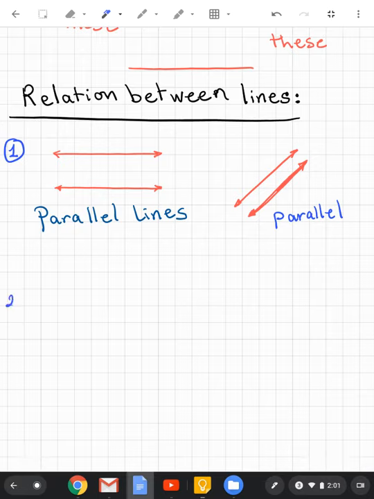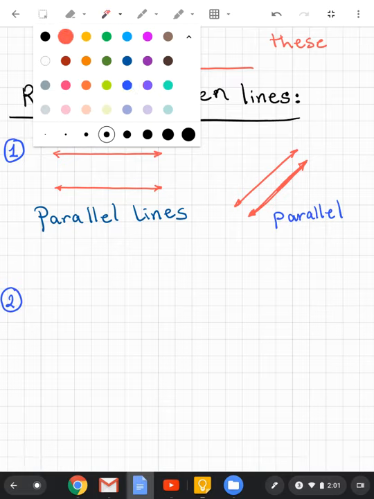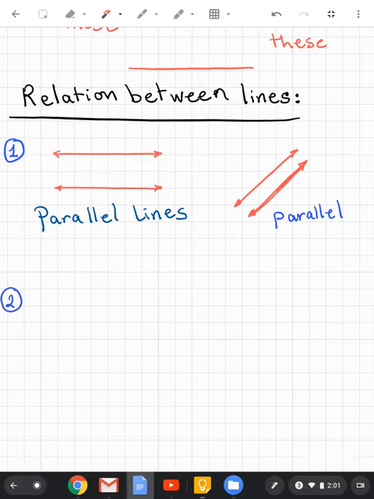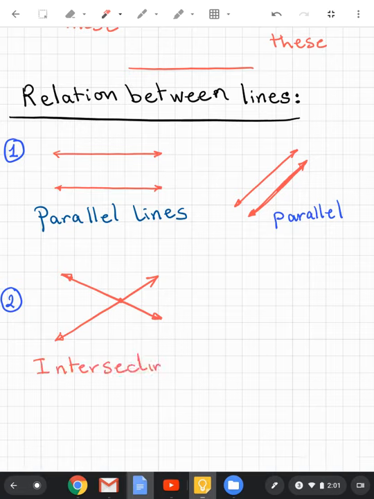The second relation is when the two lines cut each other. If I have, this is my first line and this is the second line. See, they cut each other in one point. We call these two lines intersecting lines.